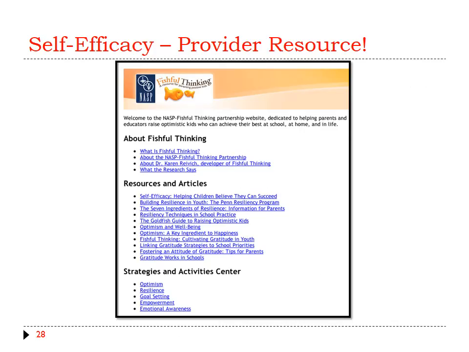Fishful Thinking is a website sponsored by the National Association of School Psychologists. It includes tip sheets and strategies for building patients' sense of self-efficacy. Their tools are useful for many different professions.